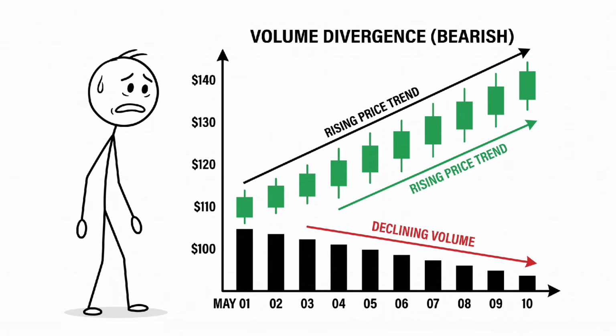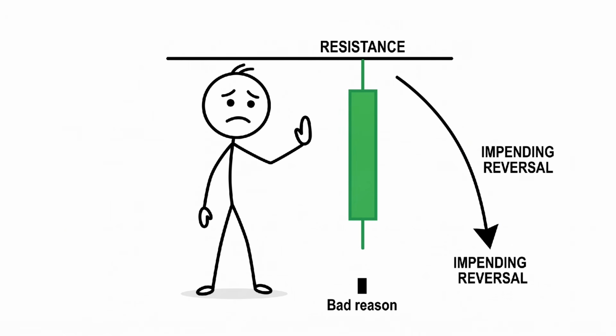Step 5. Volume divergence. Now let's discuss one of the most powerful concepts in volume analysis, volume divergence. If price continues making higher highs, but volume keeps declining, the uptrend is losing strength. Momentum is fading. Fewer buyers are participating. The probability of a reversal increases.